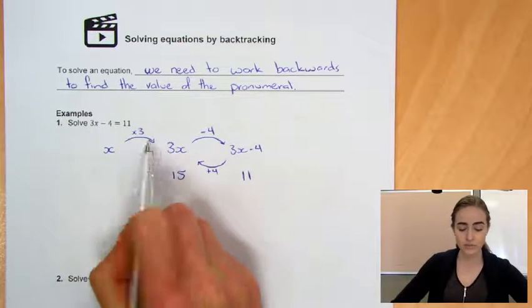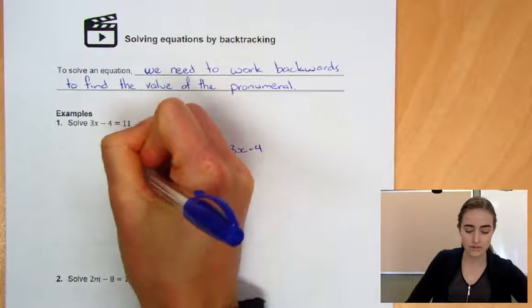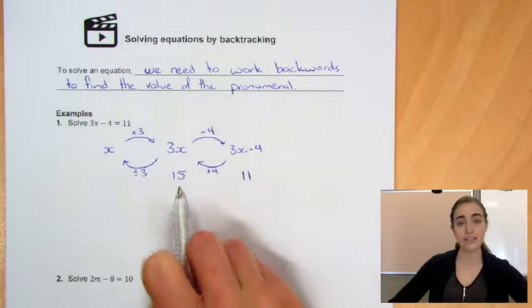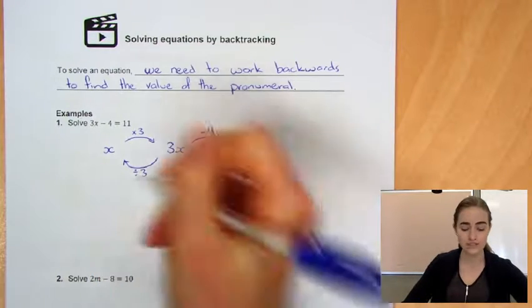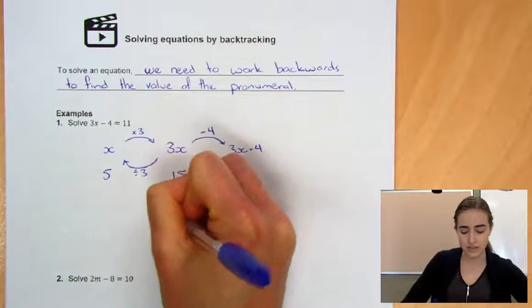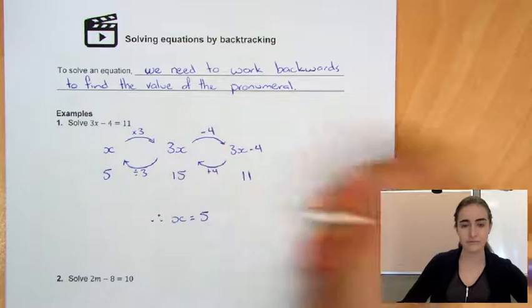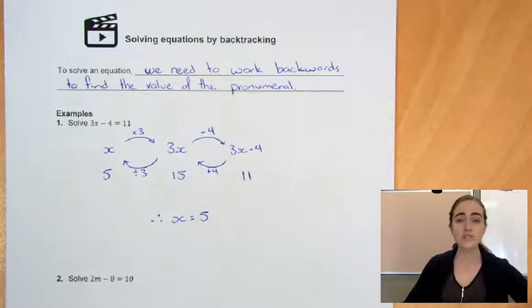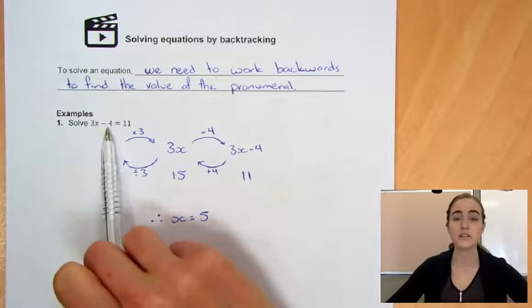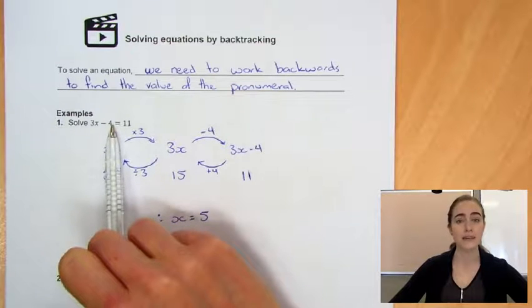Now, instead of timesing by 3, we're going to do the opposite, which would be dividing by 3. Now, 15 divided by 3 would give us 5. So that means we can write, therefore, x equals 5. Now, to check your answer, it's always a good idea just to substitute this back into your original equation, and make sure that it makes sense.